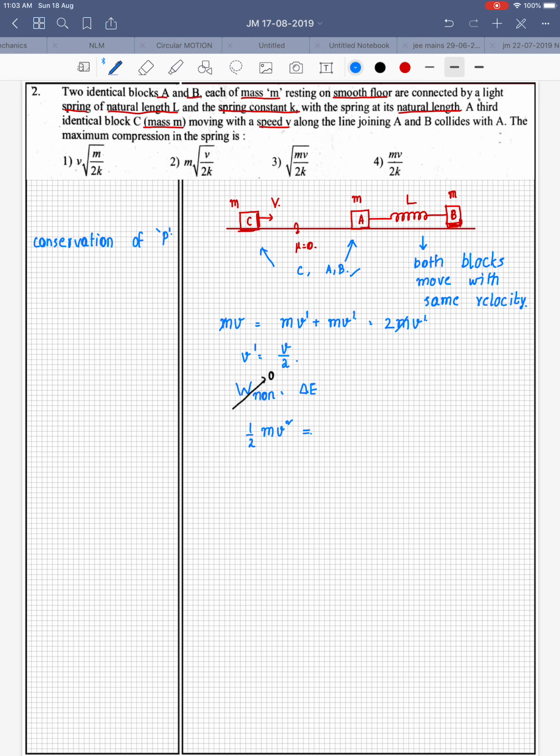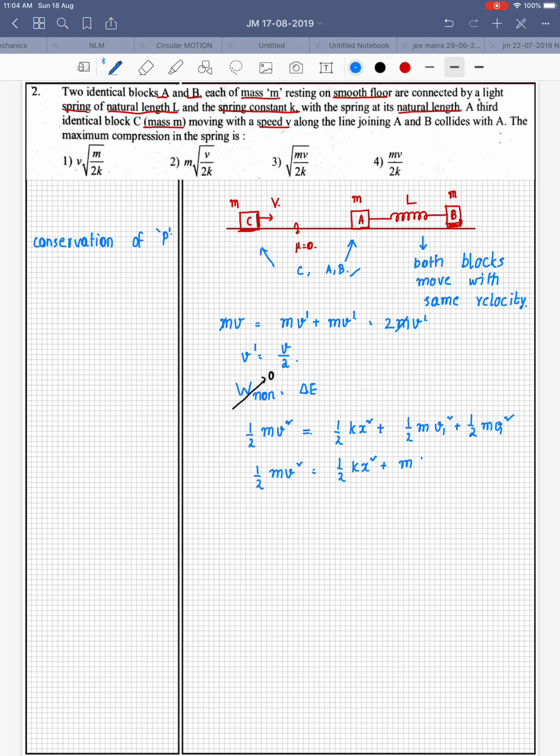Finally, of course, C will come to rest and A and B will start to move, and there is a compression called x in the spring, so that is half k x square, the potential energy stored in the spring. And finally both blocks have velocities, so half m v dash square plus half m v dash square. So half m v square equals half k x square plus m v dash square.